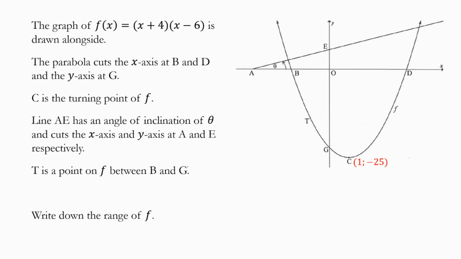Let's just go through the information. The graph of f(x) is drawn alongside. The parabola cuts the x-axis at B and D and the y-axis at G. C is the turning point of f. Line AE has an angle of inclination of theta and cuts the x-axis and y-axis at A and E respectively. T is a point on f between B and G.